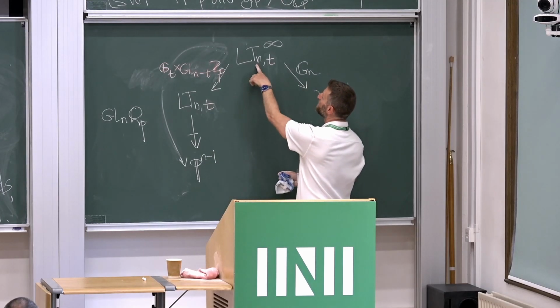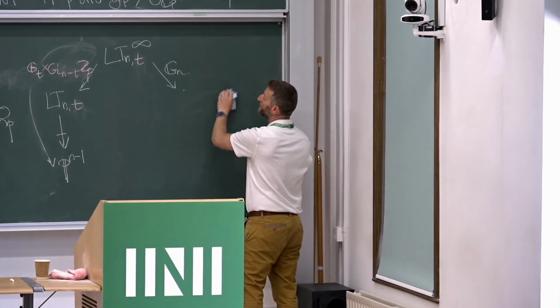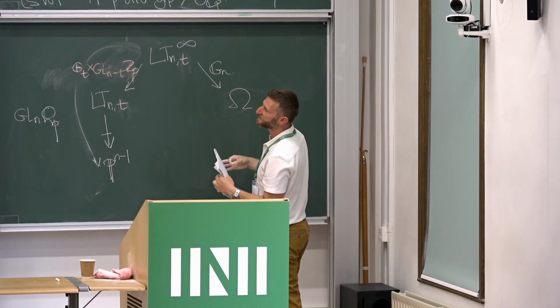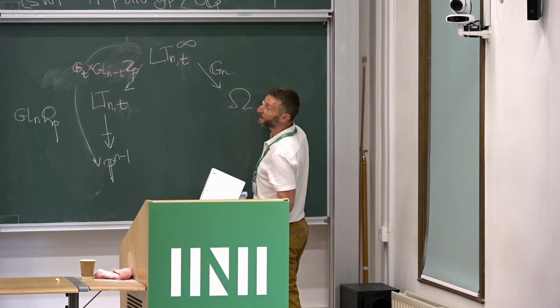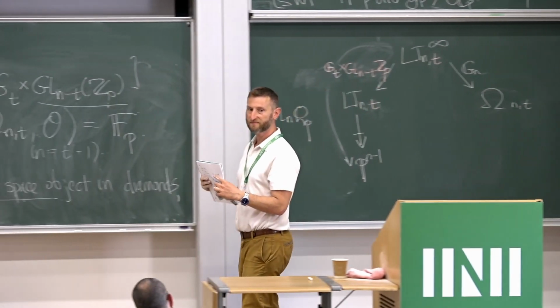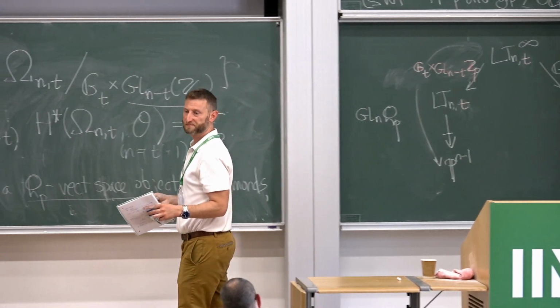So this appears up here, there's LT and T. When you go down again, you don't see Drinfeld space, you see this omega thing, NT. So that's sort of the other period space that appears, not Drinfeld space.